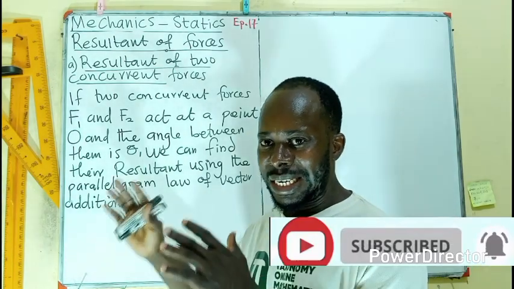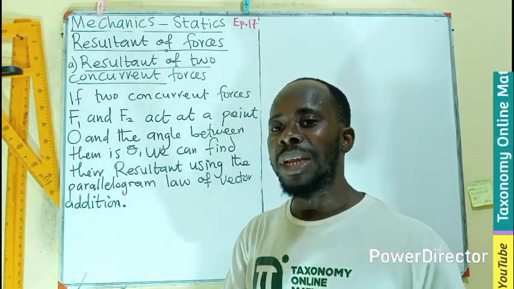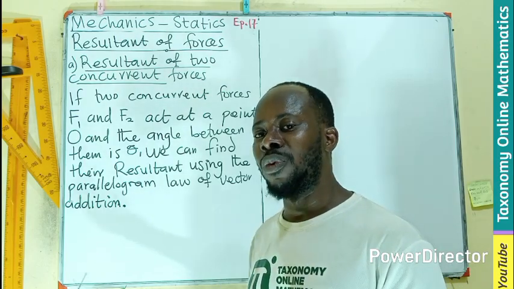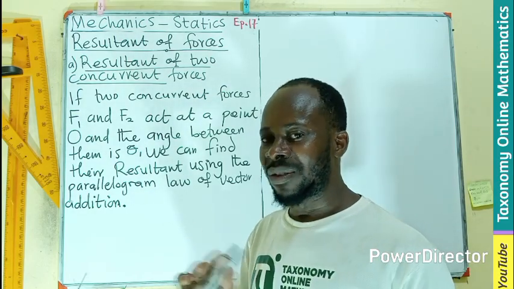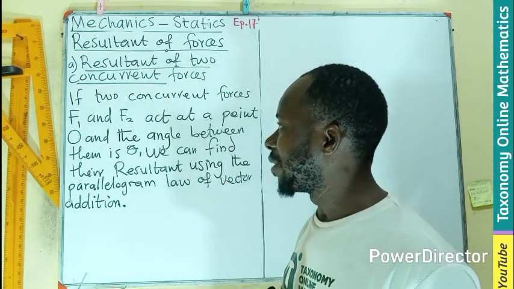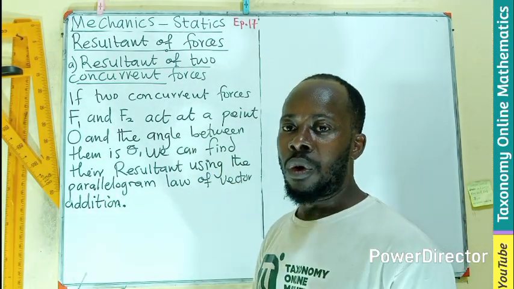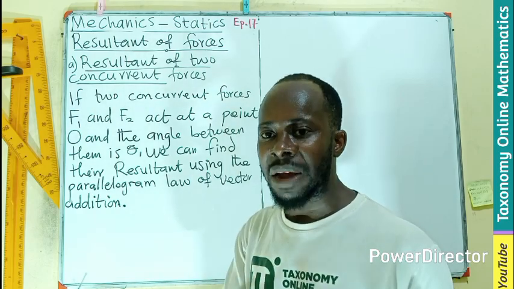Forces. We've learned in the previous episode how we can resolve forces from the magnitude bearing form to vector column form and vice versa. So here, under the resultant of forces, we are going to pick it from those who have two concurrent forces and the coplanar forces.